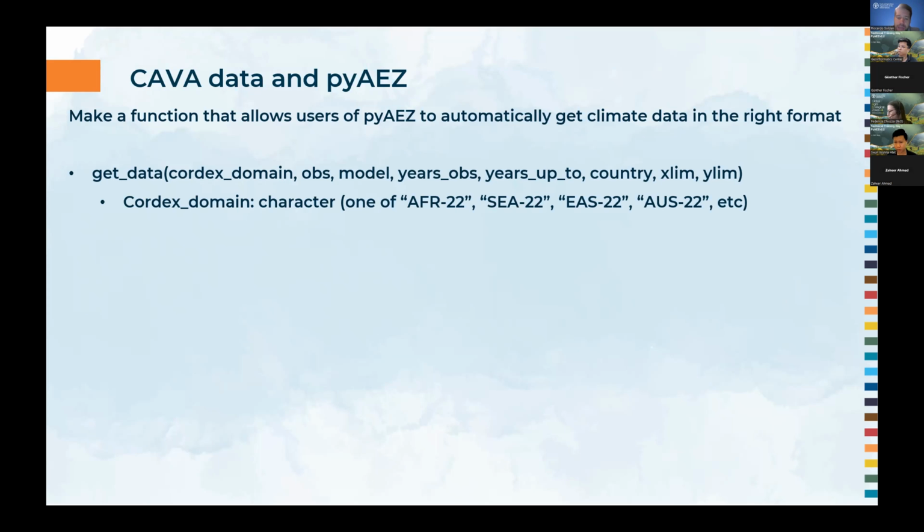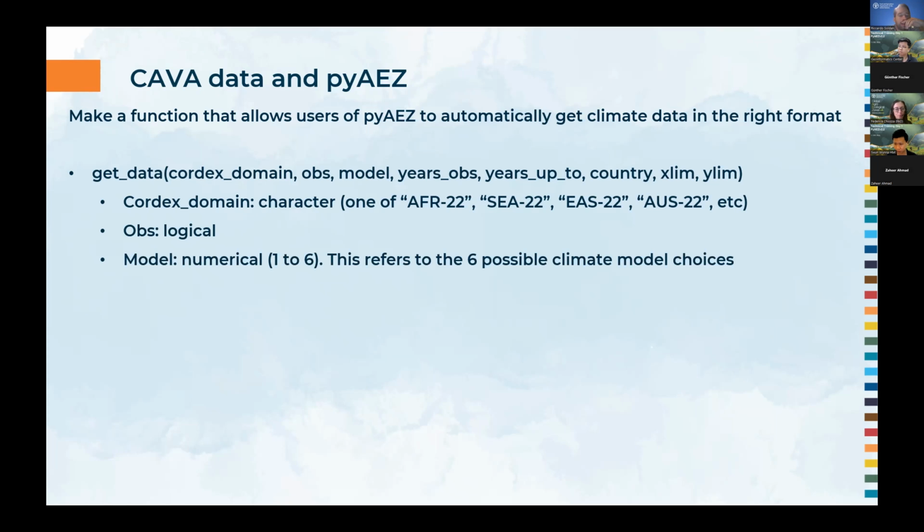I know I haven't explained what CORDEX domains are, but in principle they are just regions of the world for which the climate data is provided. So AFR is Africa, Southeast Asia, etc. It's going to take you 2 minutes to learn about this. The observation argument is going to be a logical, true or false. If it's true, you're only going to get past data. If it's false, it means you are interested in projection, so future data.